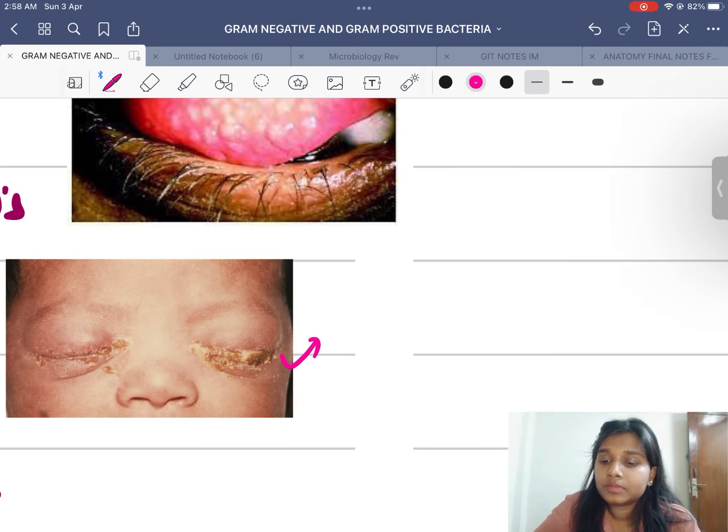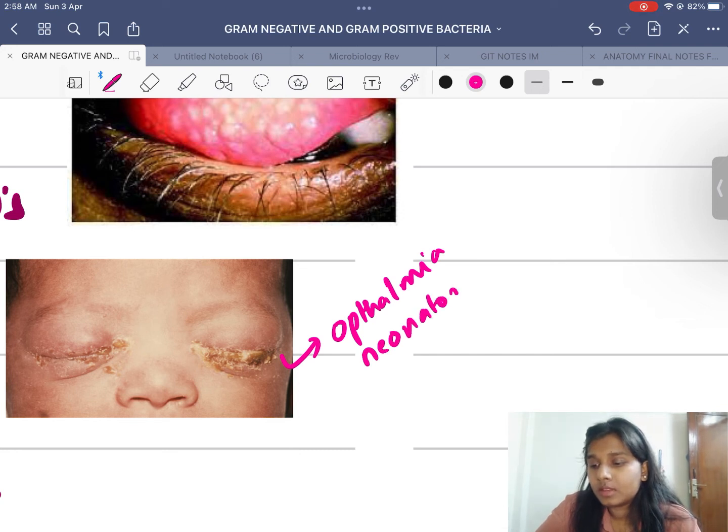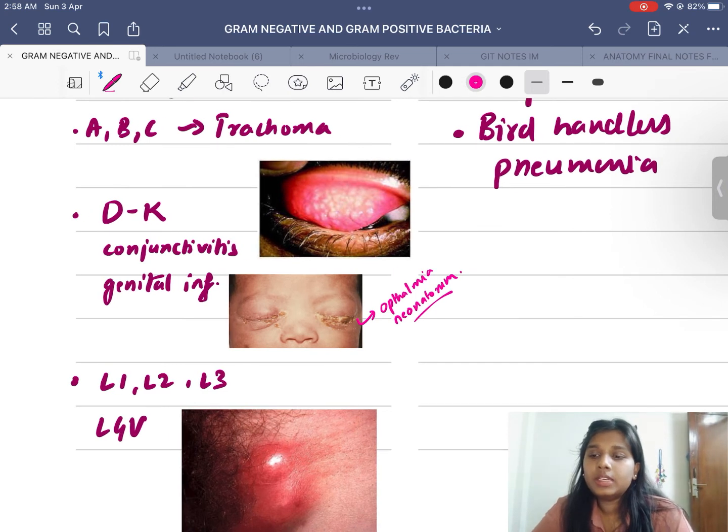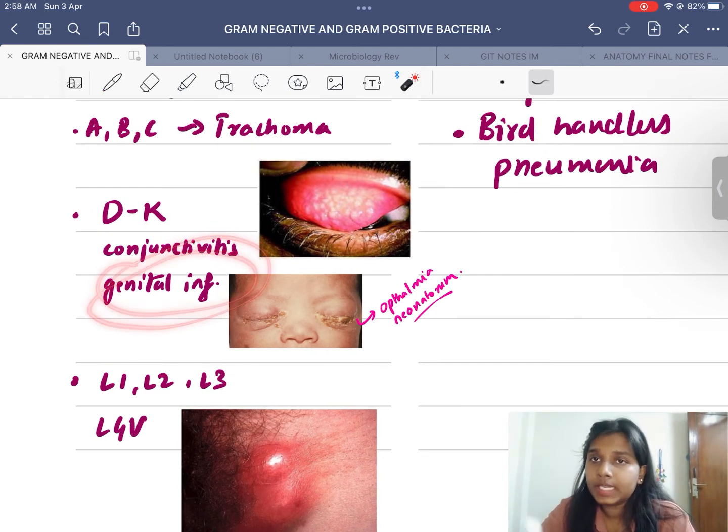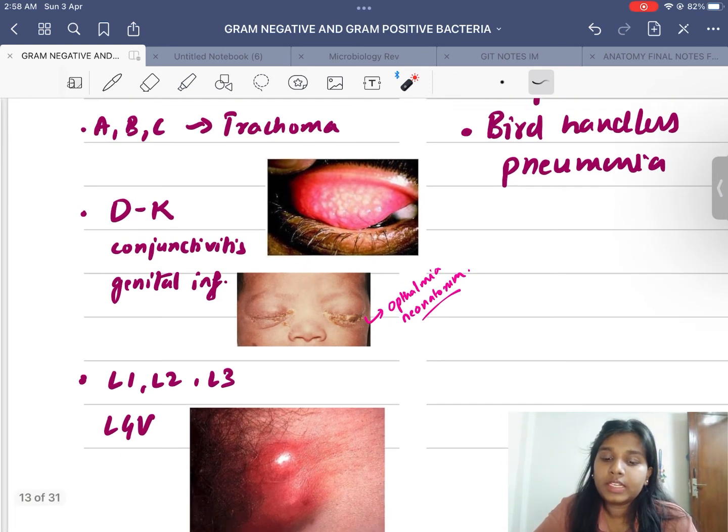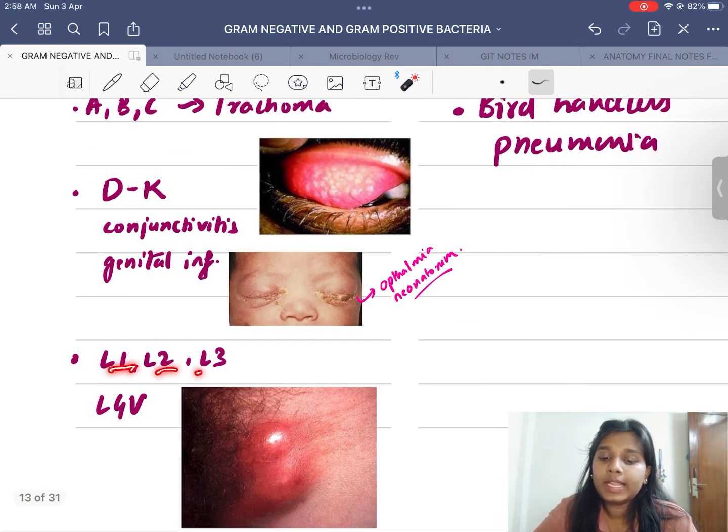And the most common cause of what is this? This is ophthalmia neonatorum. The most common cause of that is also chlamydia. So chlamydia causes ophthalmia neonatorum, and it's the most common cause of PID also. Then we have chlamydia subgroup L1, L2, L3, which causes lymphogranuloma venereum.